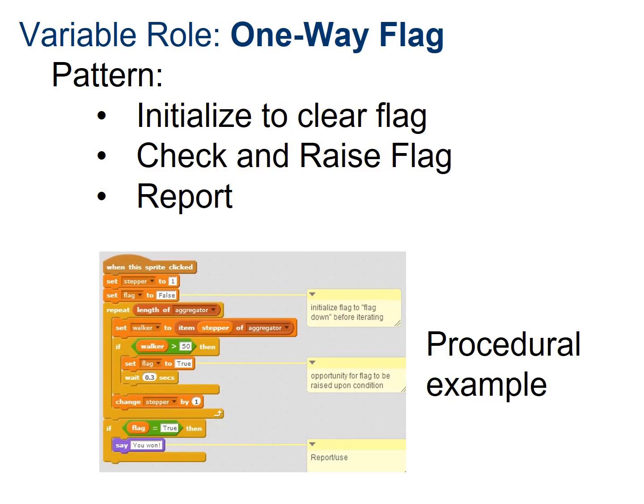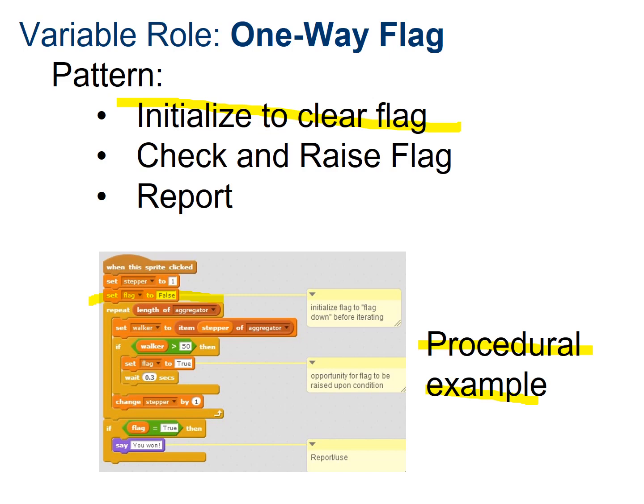Here's an example of another one-way flag. In this case, we're using a procedure instead of a broadcast. So the same pattern is evident. We always initialize to clear the flag. So here we're setting our flag to false, meaning at this point our game has not ended yet.